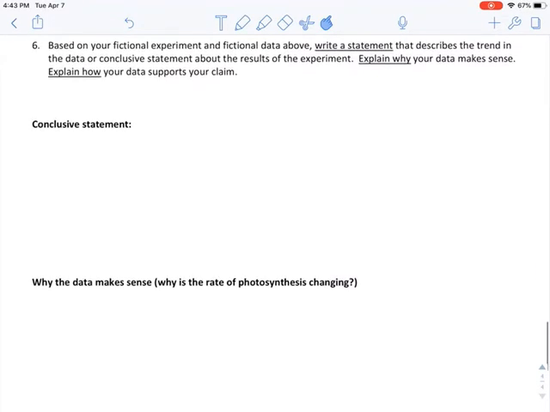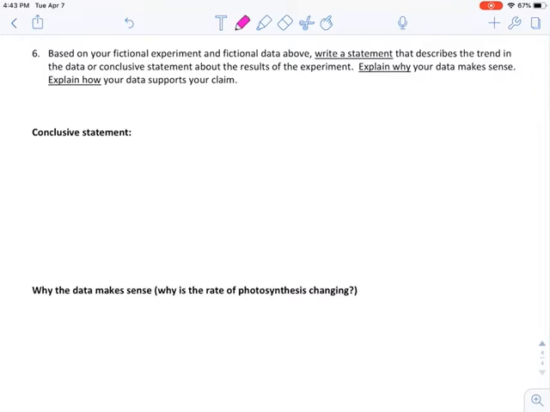Then the final step is to do what we did earlier, where you have a data table. Now you have to draw some conclusions based on it. So I want you to write a conclusive statement, like a conclusion. It only really needs to be a sentence or so. Just giving me the overall results. So over time, this is what happened here, and this is what happened there.